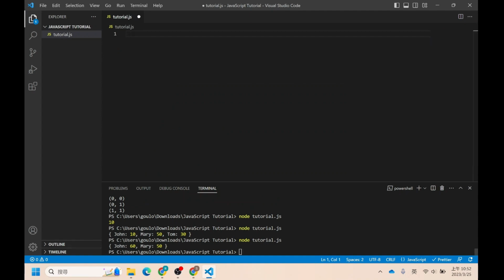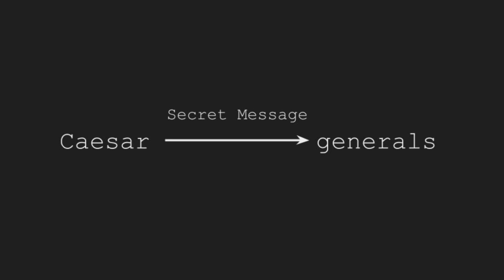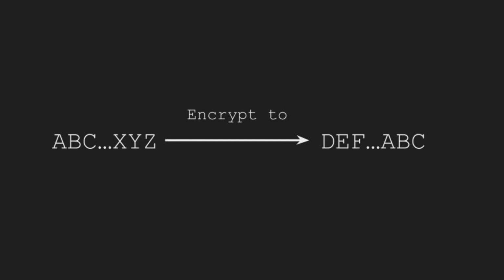This practice is to implement Caesar cipher. First, let's talk about what Caesar cipher is. In 100 BC, a Roman general, Julius Caesar, wants to send secret messages to his generals so that his generals can read them but others cannot. He thought of a simple method, which is shifting the characters by 3 positions.